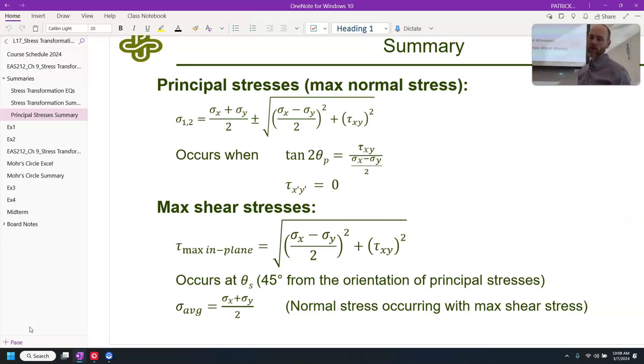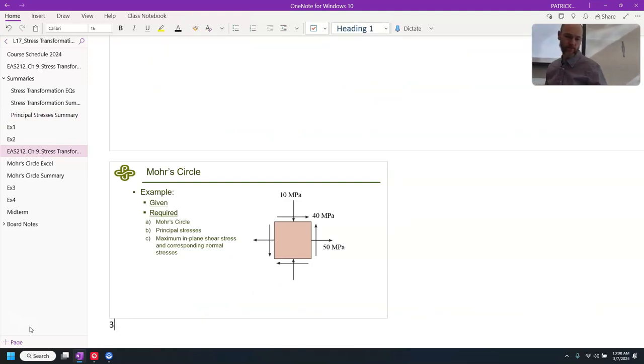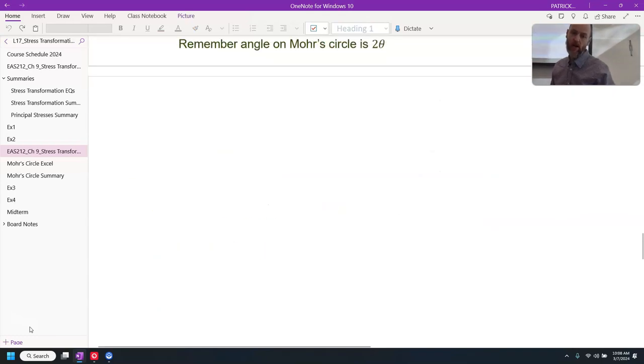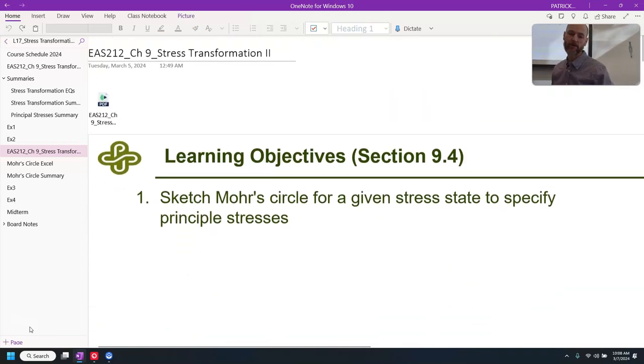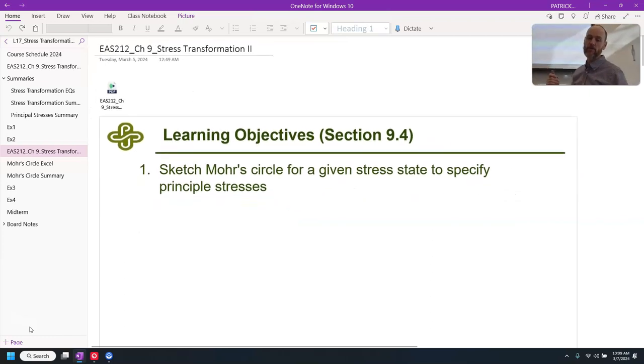The last topic we're going to cover from chapter 9 is known as Mohr's circle. I alluded to that at the end of class when I took those basic stress transformation equations and plotted them. What we saw is that if you plot sigma x versus tau xy, it ends up being a circle. So today we're going to practice the same skills, but specifically plot that Mohr circle.